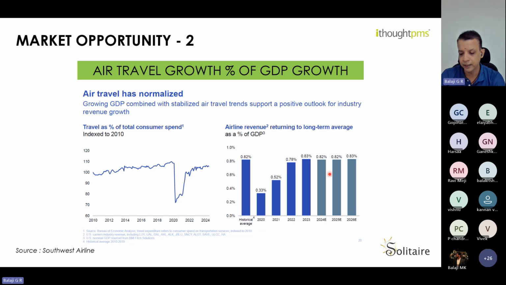Over a long period, I think we can expect 1.3 to 1.4 times of India's nominal GDP growth, which is what I think the airline business can do.